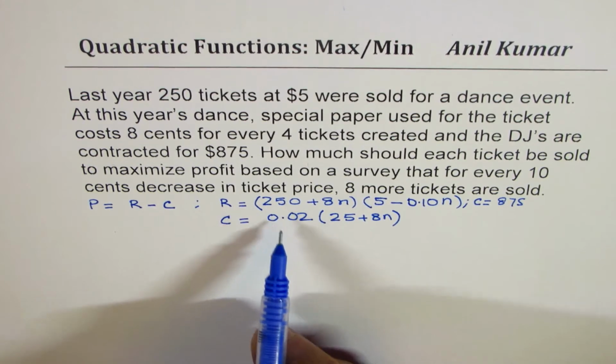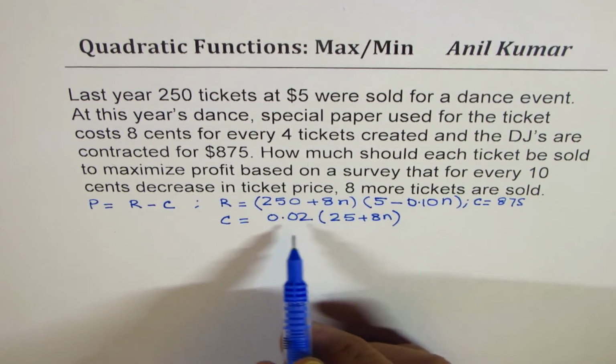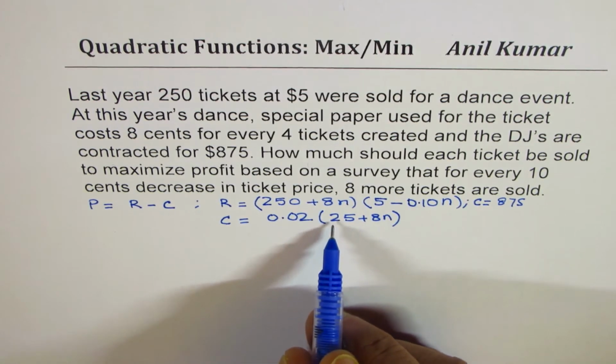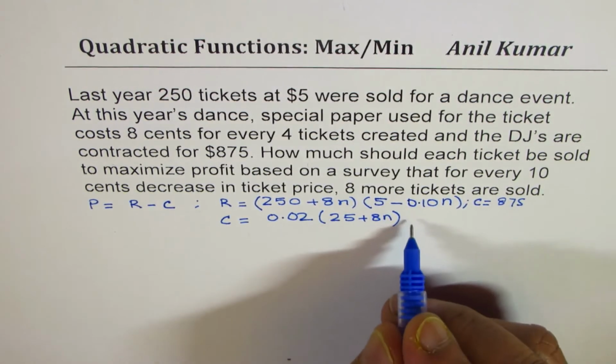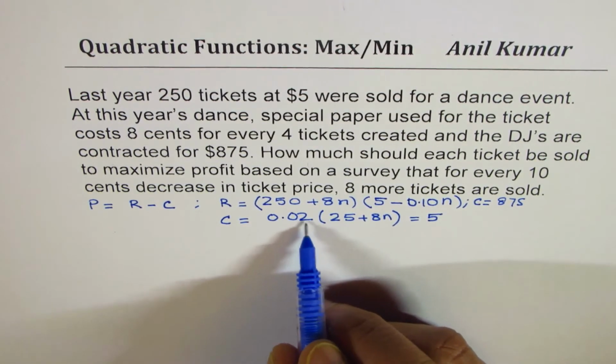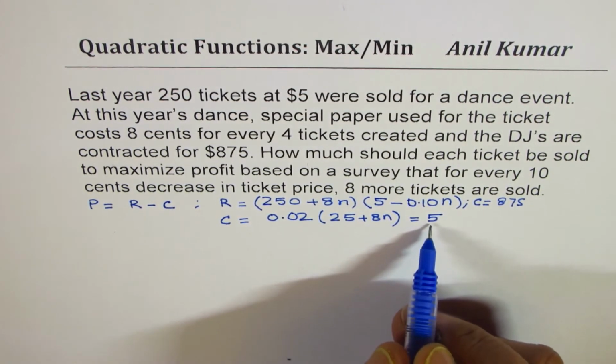Profit is the difference of these two. Correct. We can simplify this a bit. Multiplying 0.02 times 250 will give me 5. Right? 2 times 25 is 50, with 2 decimal places.